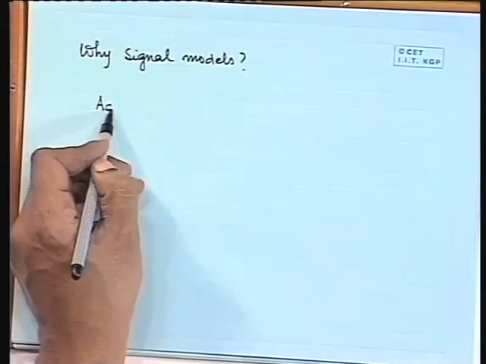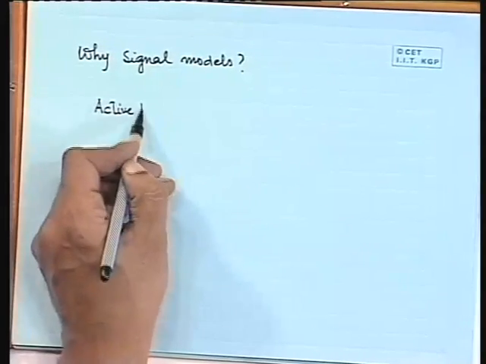So why do we have to understand signal models? Because signal models are going to be very much used in our course. We will always be dealing with certain kinds of signal models for the purpose of estimation. Why do we need signal models for the purpose of estimation? For various reasons. For example, we have discussed the problem of active noise cancellation.